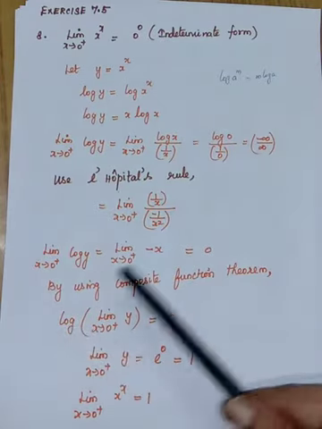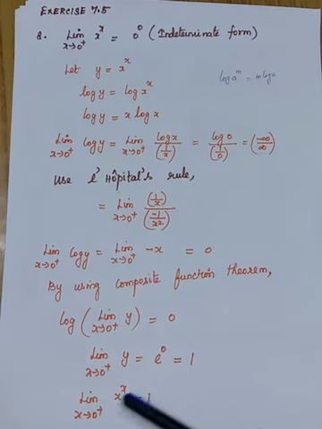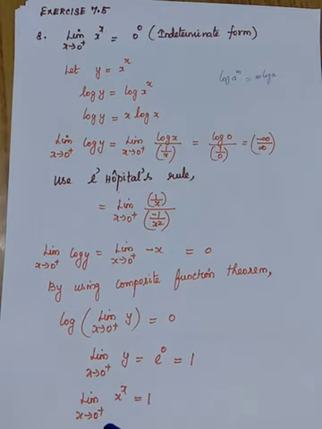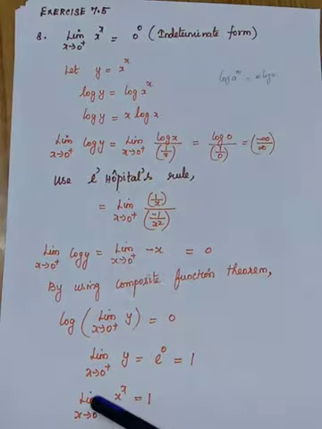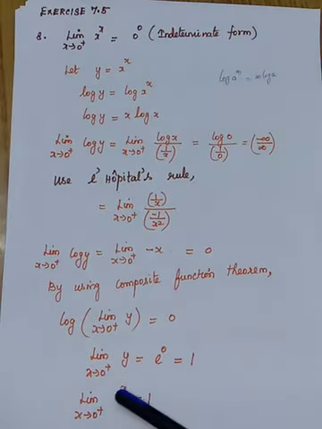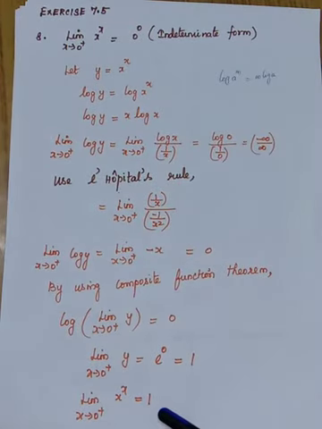when you take the log to the other side, it will become e power 0. What is e power 0? That is 1. So limit x tends to 0 plus, what is your y? Y we have taken as x power x. So limit x tends to 0 plus x power x is equal to 1. For this question, we have found the answer as 1.